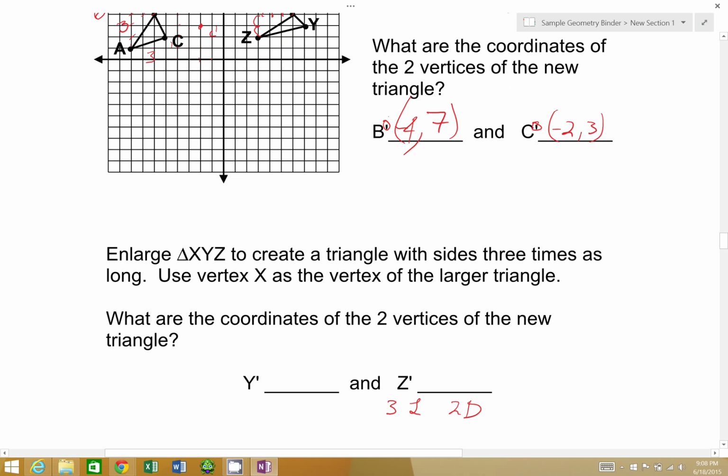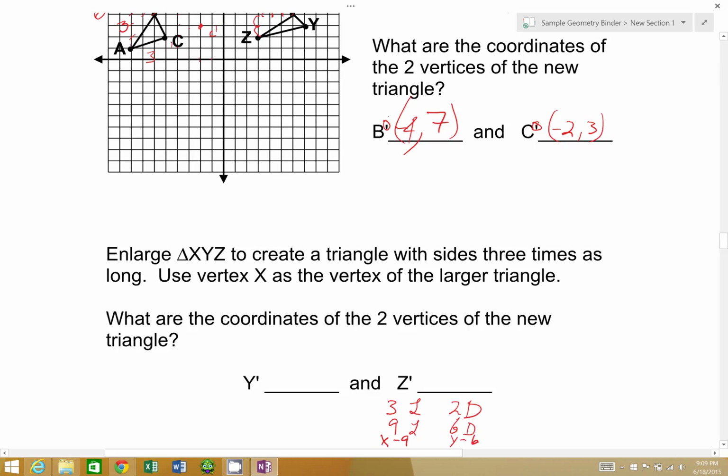That means I need to go 9 left and 6 down. Now remember, 9 left is basically X minus 9. Whatever my X coordinate is, minus 9. And 6 down is basically my Y coordinate, minus 6.